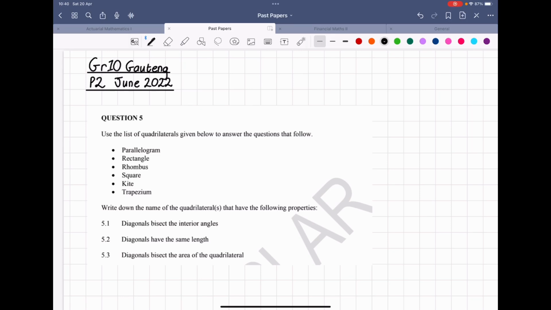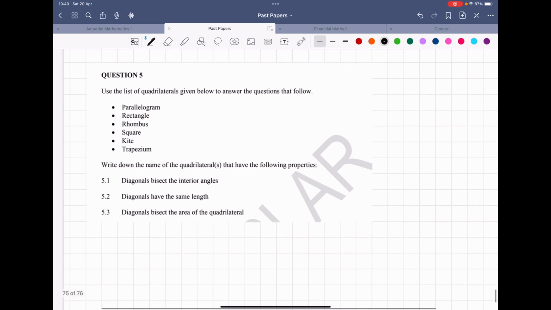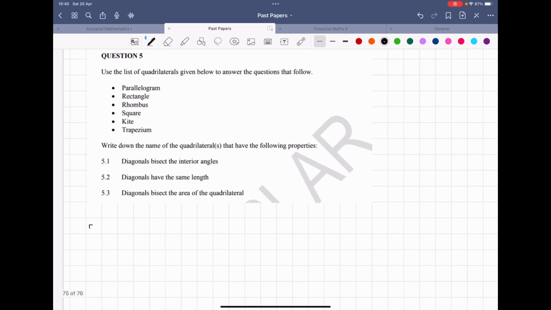Grade 10, Gauteng, Paper 2, June 2022. Question 5. We're given a list of quadrilaterals and asked to answer the questions that follow. So for this question 5, it's just about recalling the facts that you've learned about the different quadrilaterals.